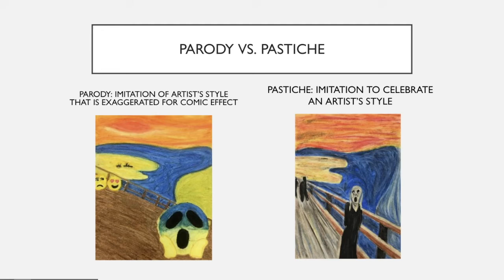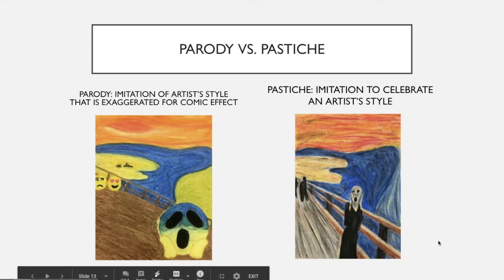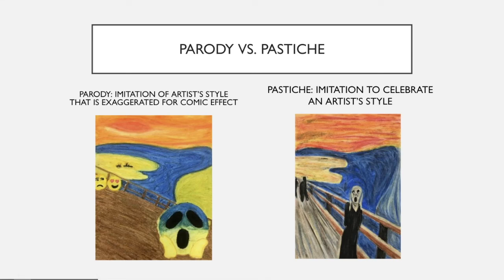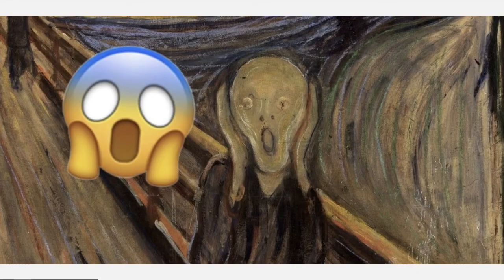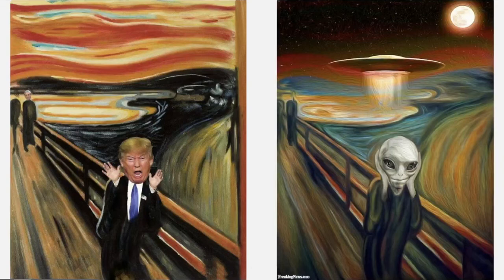A parody, on the other hand, is where we imitate their style, but we exaggerate something to make it funny, for comic effect. So as you can see, we have the picture on the left where we have the emojis. And on the right, we have the more traditional student example. The one with the emojis is our parody, and the original on the right is our pastiche. Parody being the funny version, pastiche being a copy of the original. As you can see, the emoji, the Scream emoji, was most likely based on this painting.